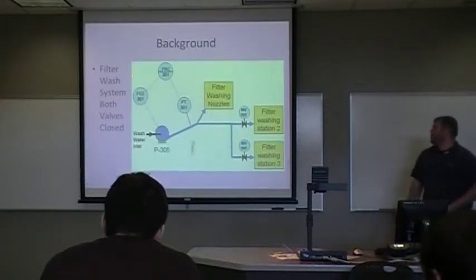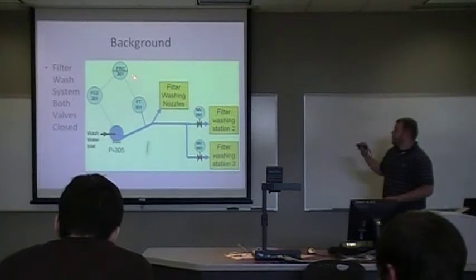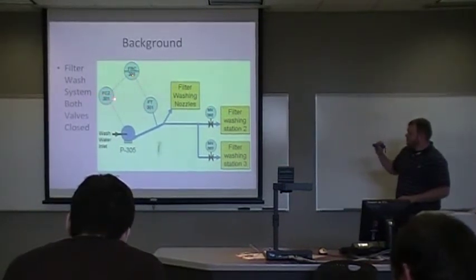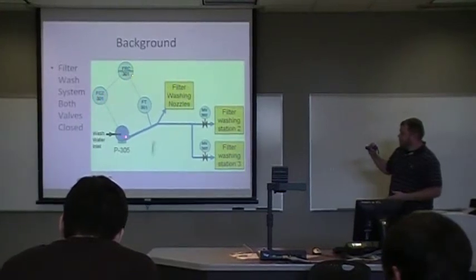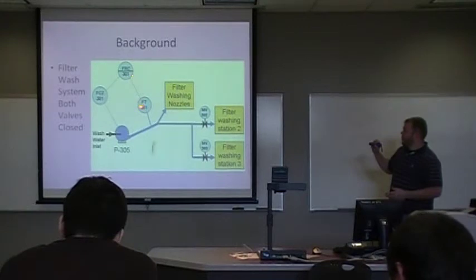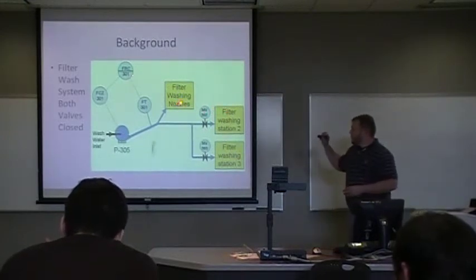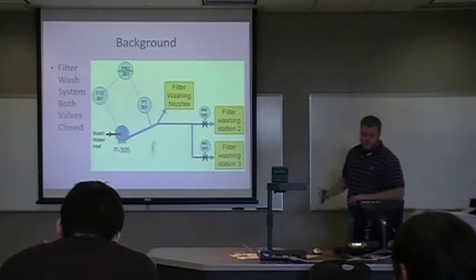This is the actual filter wash system. We have the controller that sends the input here, which sends it to the motor, which pumps the water, the transmitter that sends to the controller on the control panel, telling it whether it needs more or less water. And since the valves are closed, these basically aren't there. The only one that comes out is this filter washing nozzle here.